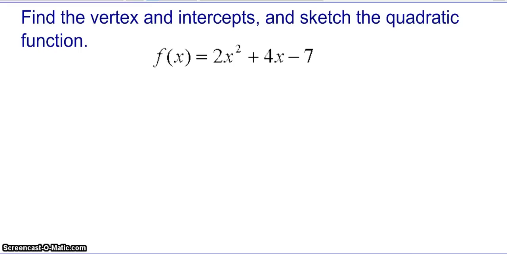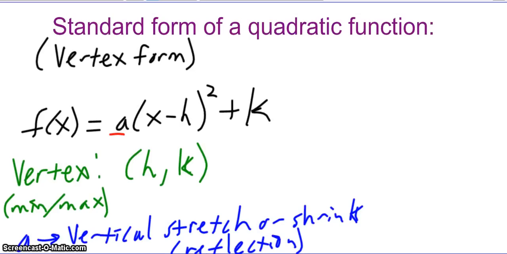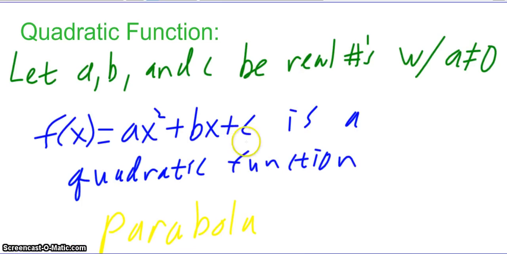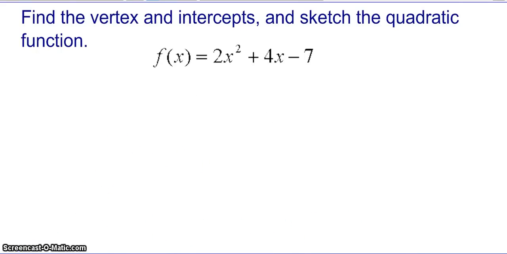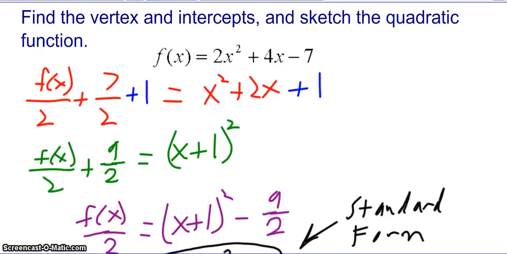Okay, so how do we convert from the ax squared plus bx plus c form into the standard form? Well, we complete the square. So I want you to pause the video and find the vertex, the intercepts, and sketch the quadratic function f of x equals 2x squared plus 4x minus 7. So pause the video and unpause it when you're ready to check your answer. Okay, so I completed the square first. I know it didn't say put this in standard form, but part of this was I wanted you to practice that.